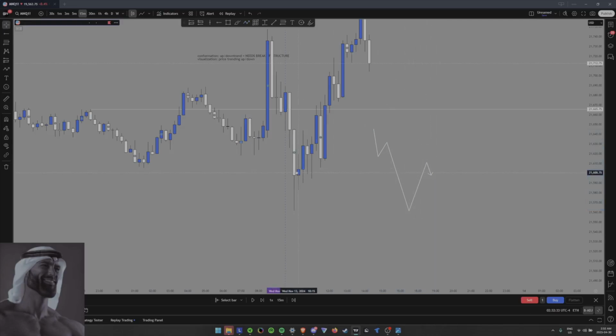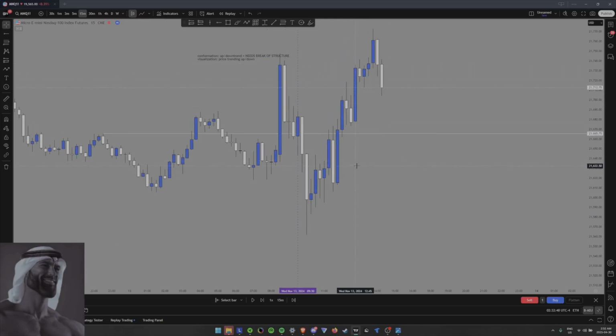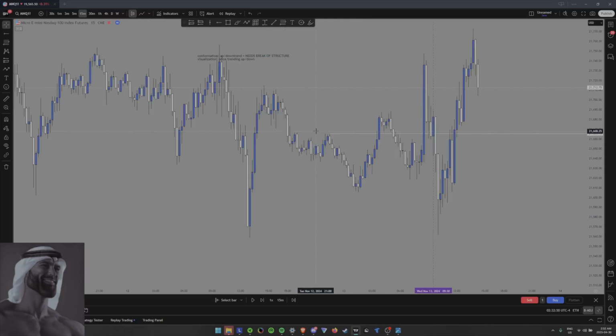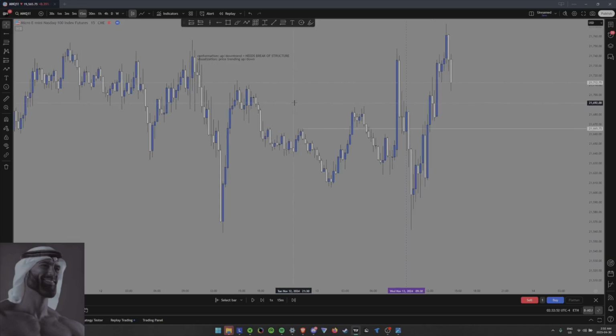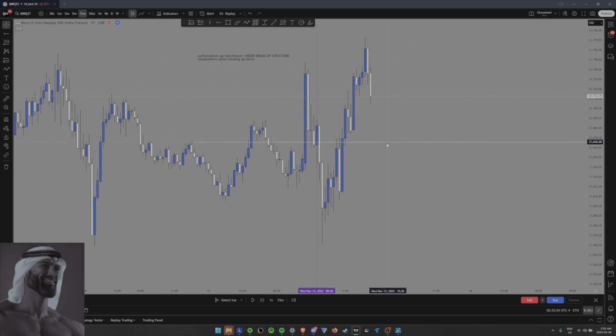And then if you were to keep following it, it broke the structure towards the upside because it closed above this previous high. So yeah, that is a breaker structure. The way that we use it in our trades is simply to confirm that price wants to go in a specific direction.